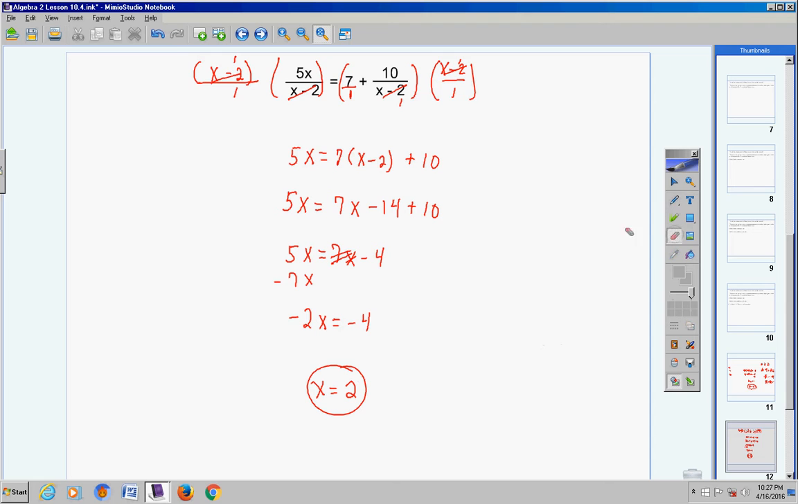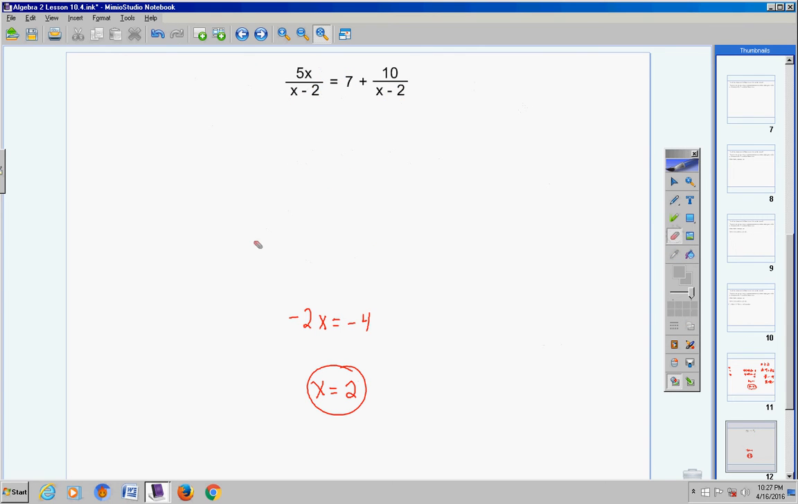Possibly, okay? Let's go check it in the original equation. Look at that, I get a 0 right there, look. So 5 times, put a 2 right here, 5 times 2 is 10. 2 minus 2 is 0, it fails right there. You can never have 0 in the denominator, guys. Never, okay? So with 2, it only has to fail one time, and the entire answer fails.